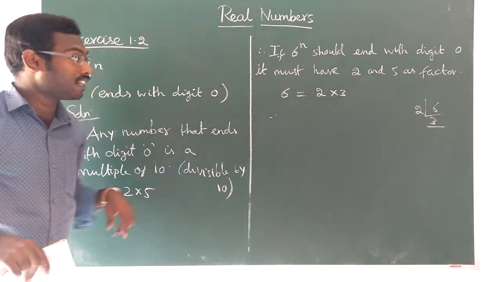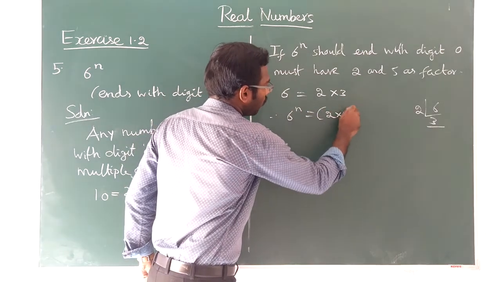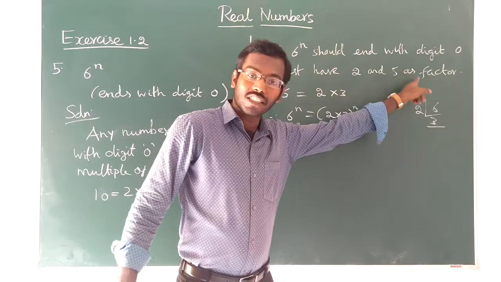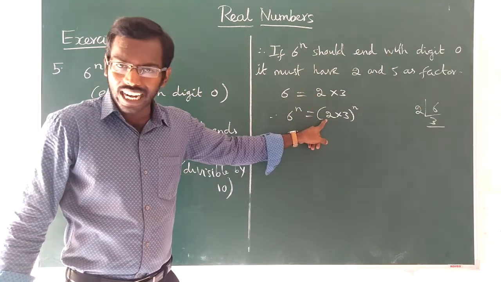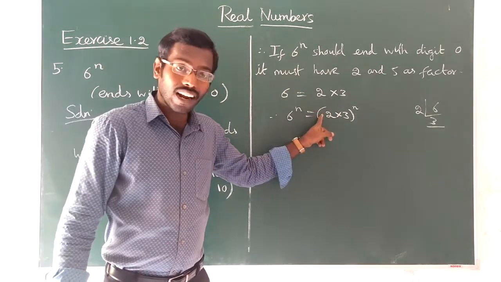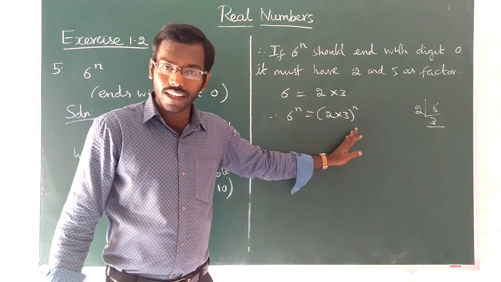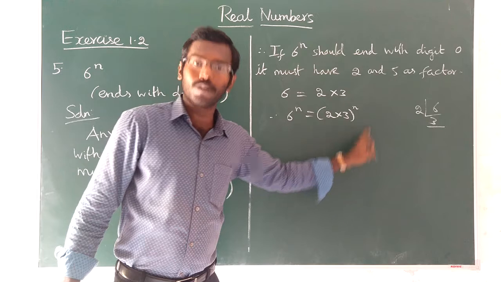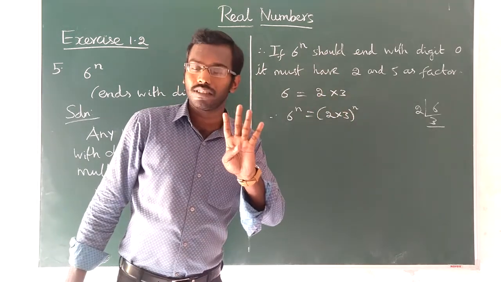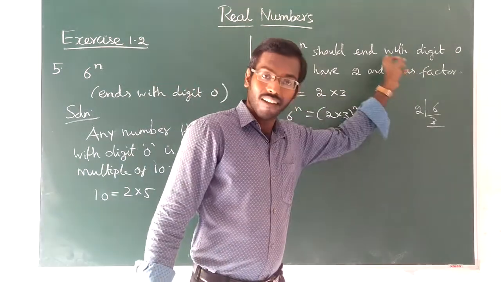Okay, 6 can be represented as 2 into 3. Therefore, 6 power n is equal to (2 into 3) whole power n. So now check. It should have 2 and 5 as factors. Here 2 is there, but 5 is not there. In 6 power n, 2 is there. Whatever the n value may be, the same prime factors will repeat. If n is 2, then 2 into 3 into 2 into 3. If n is 4, 2 into 3 into 2 into 3 into 2 into 3 into 2 into 3, 4 times. That means it has the prime factor 2, but it does not have the factor 5.